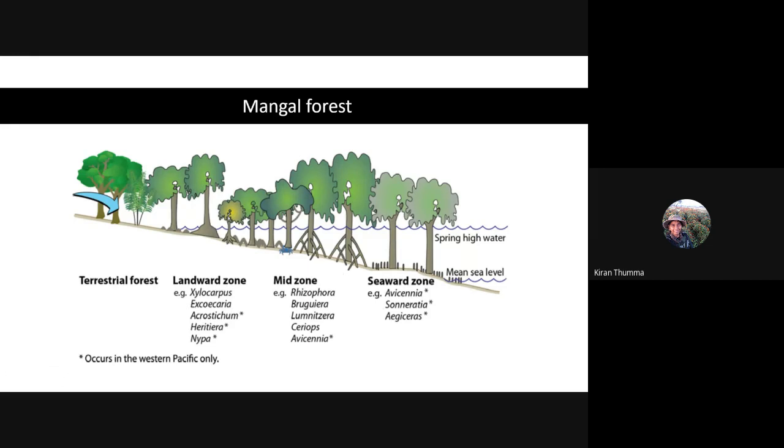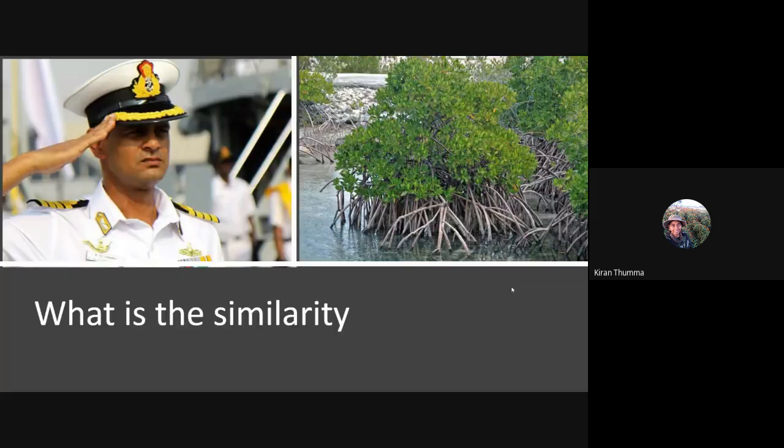Just like every species has problems, even mangroves have problems, and they have changed themselves, evolved themselves to survive over here. So what is the similarity between both? The similarity is that both of them protect the coast, one from human terror and another from nature's terror. Mangroves are the soldiers of the coast.